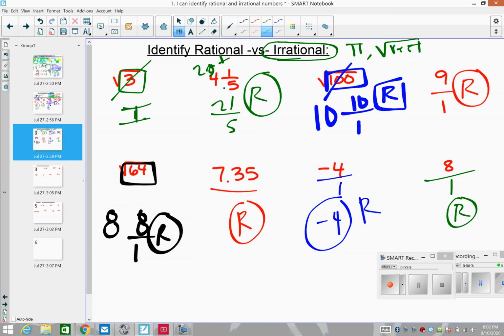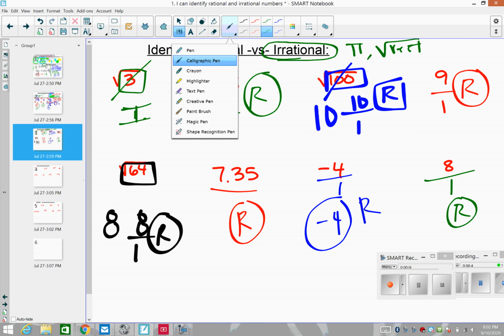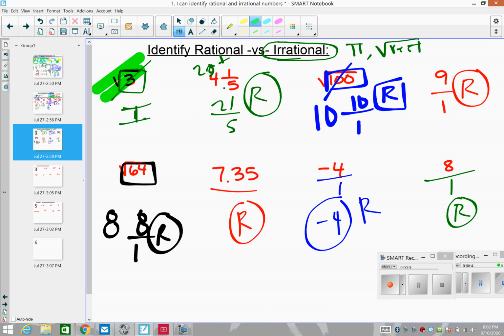And again, the only one on the entire page here that wasn't rational was this one. And the only reason it was is that it's a square root of a rectangle. It's a kind of yucky decimal.